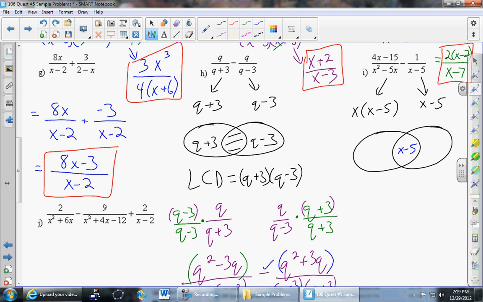Now we just have to fill in the rest of the pieces. How do we get this guy to be in the left-hand circle? Well, it's missing x. How do we get this guy to be in the right-hand circle? Well, it's already there. If you feel like it, you can put a 1, but no need to put anything there. And then the LCD is the product of all the things in blue, x times x minus 5.